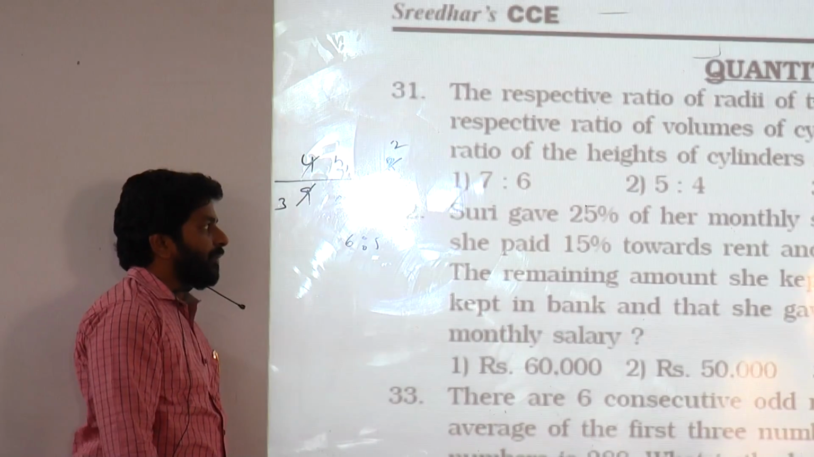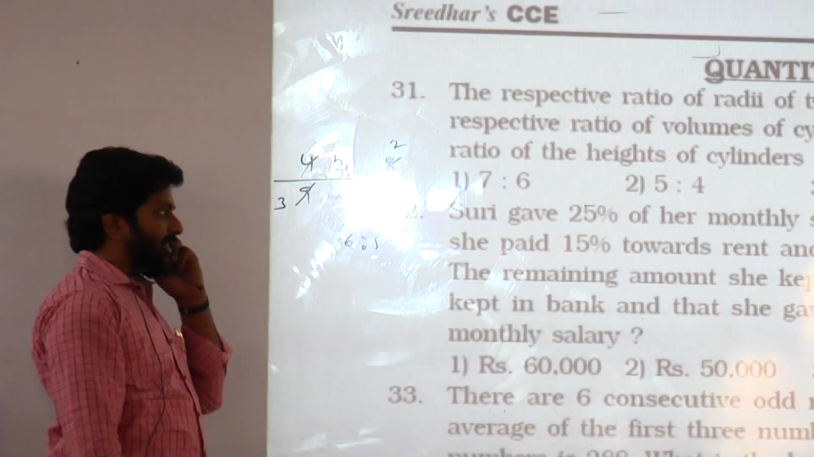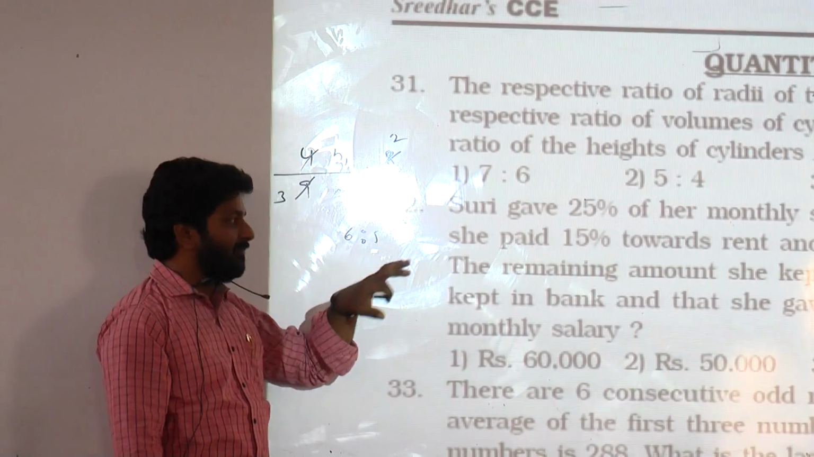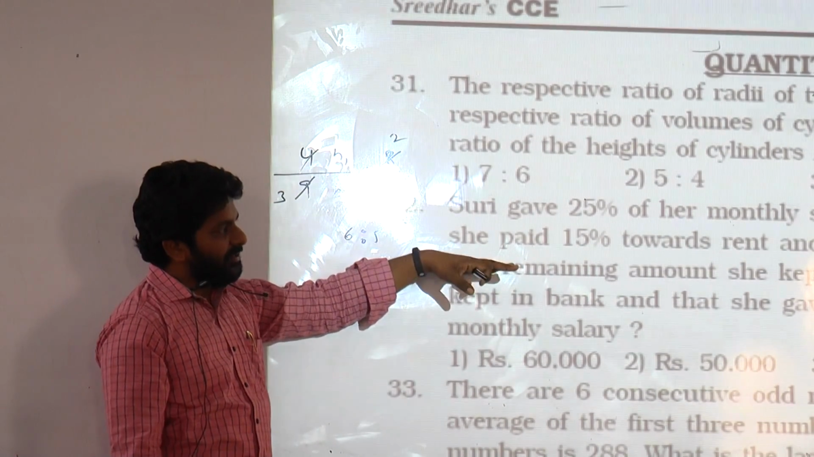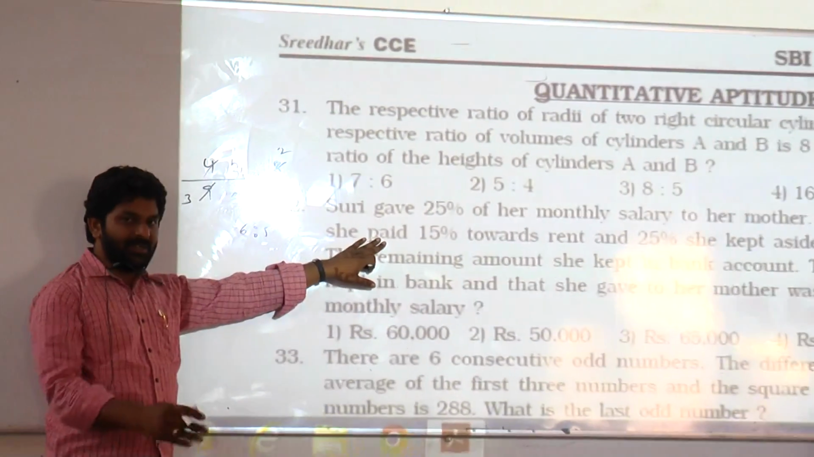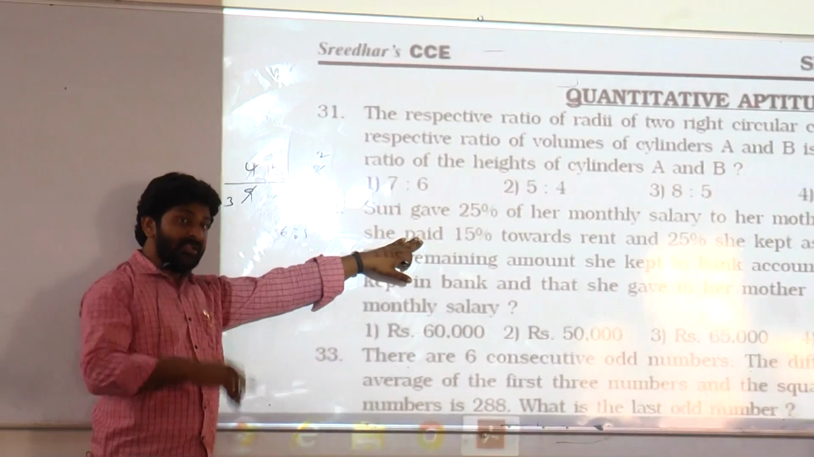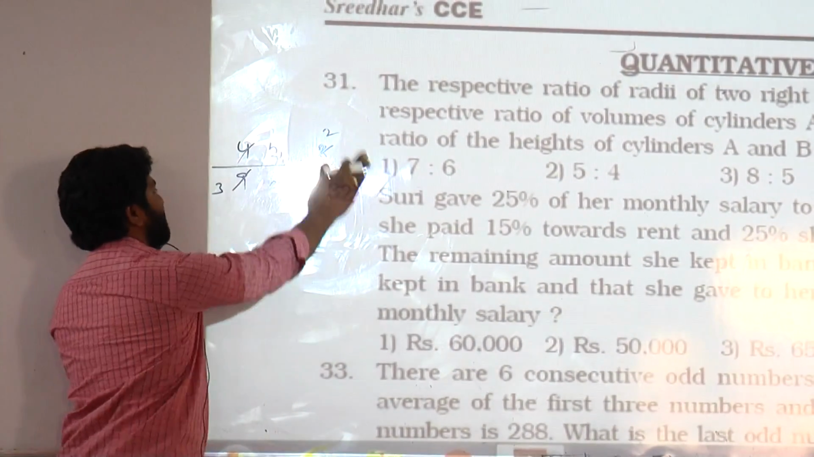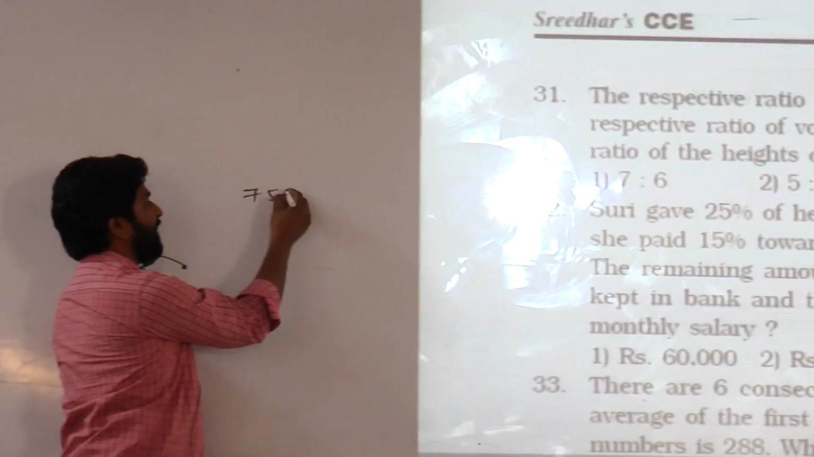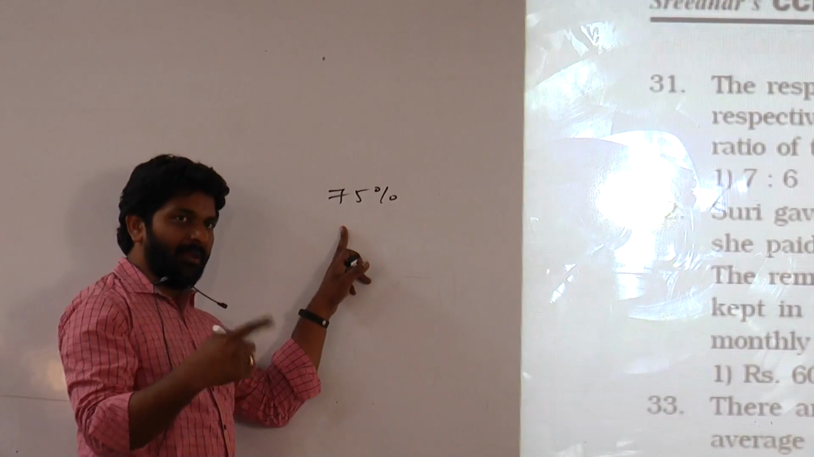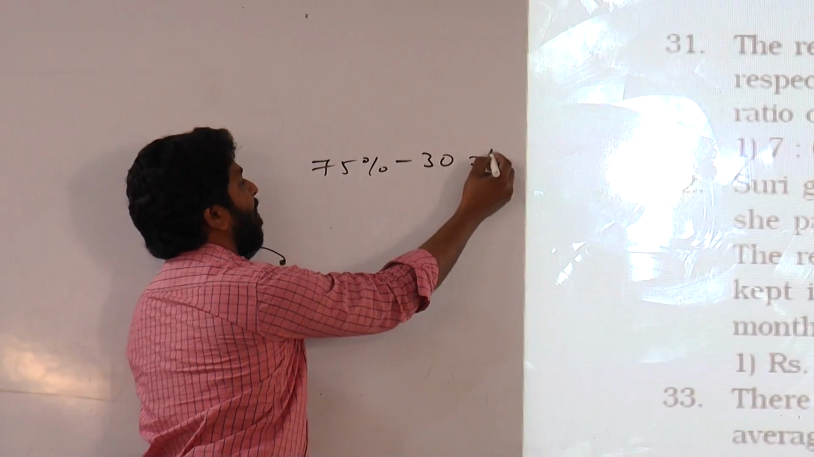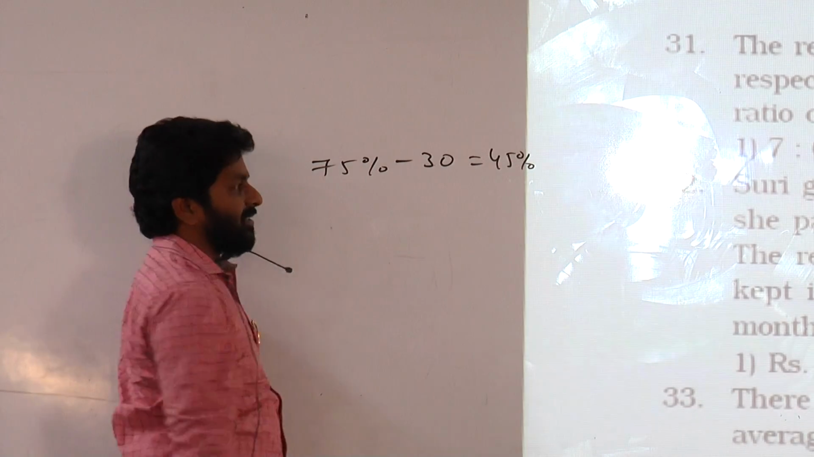Next, 32. Suri gave 25% of her monthly salary to her mother. From the remaining salary, which is 75%, she spent 15% towards rent, and 25% she kept aside for her monthly expenses. 40% is over. 40% of 75%. How much is that? See, out of 75%, 10% is 7.5. Double, 15. Again double, 30. Subtract 30 from this, you will get 45. This is what is remaining with her.